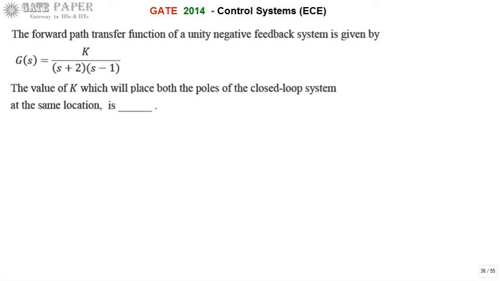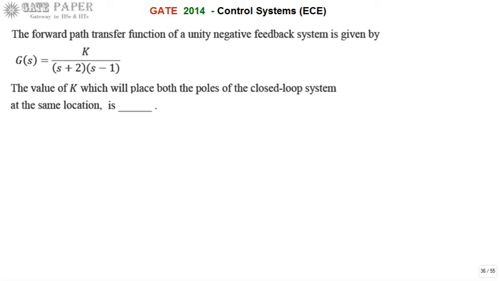Hello, we are discussing the GATE 2014 ECE paper. Look at the forward path transfer function of a unity negative feedback system. It was given as G(s) = K / ((s + 2)(s - 1)). Find the value of K at which both poles of the closed loop system will be at the same location.